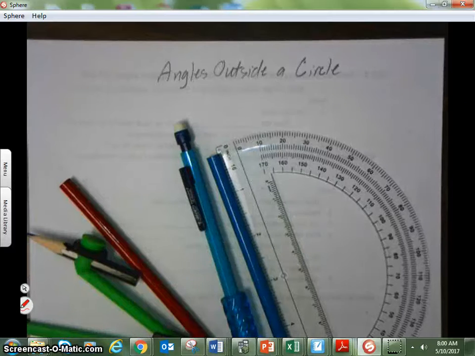Hey everybody, Mr. Piercy here, and what I'm going to be demonstrating for you today is the relationship between an angle exterior to a circle that's formed by secant segments or tangent segments, how the exterior angle measure compares to the measure of the arcs that it intercepts.